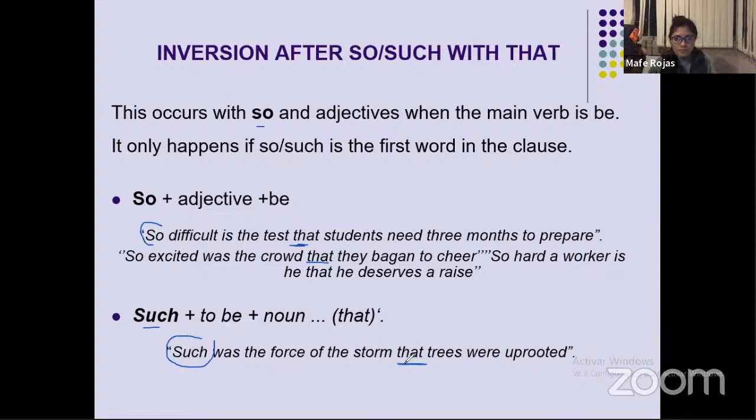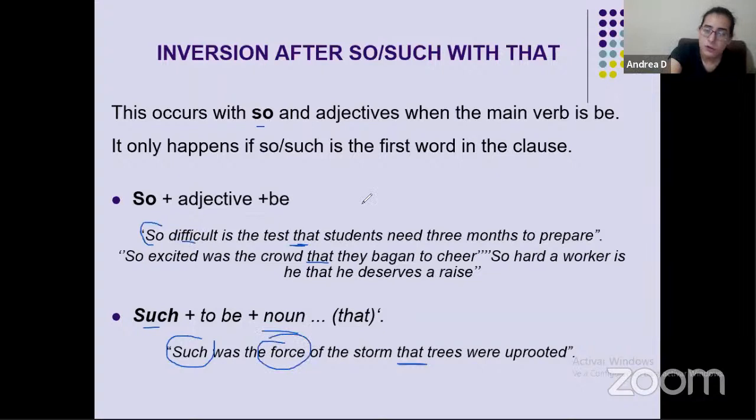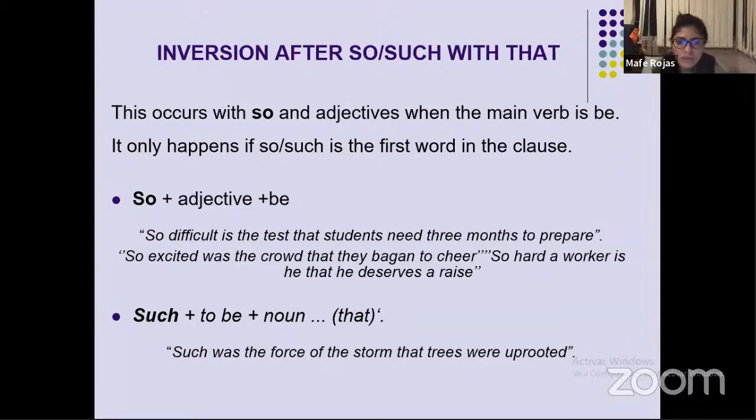So that's another use, with adjectives or nouns that describe something. So the force of describing. Such was his strength, for the storm, the trees were uprooted.